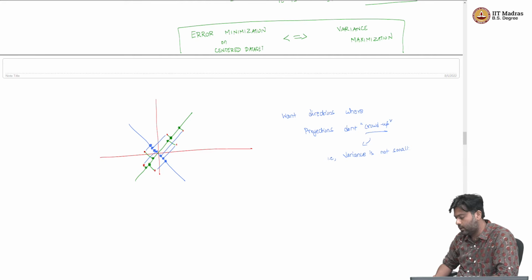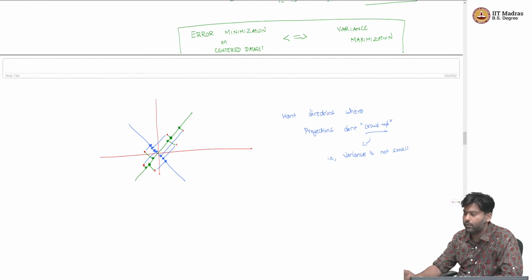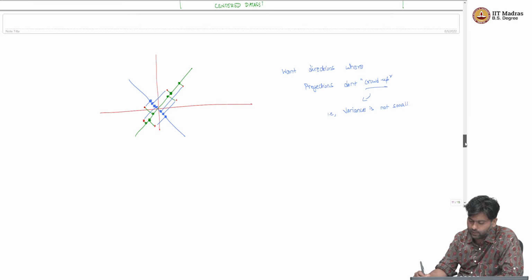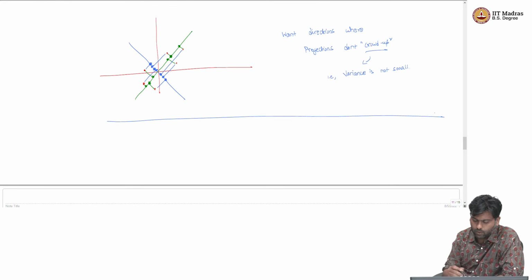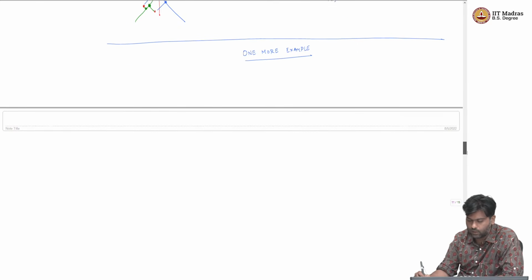and in that case we would have found a line where the spread is as high as possible. In other words, the information retained is as high as possible, right. So, that is one other way to think about PCA itself, right. So, this is one way to think about it, and there is one more example that we will see, and then we will conclude this initial algorithm that we are starting to look at.